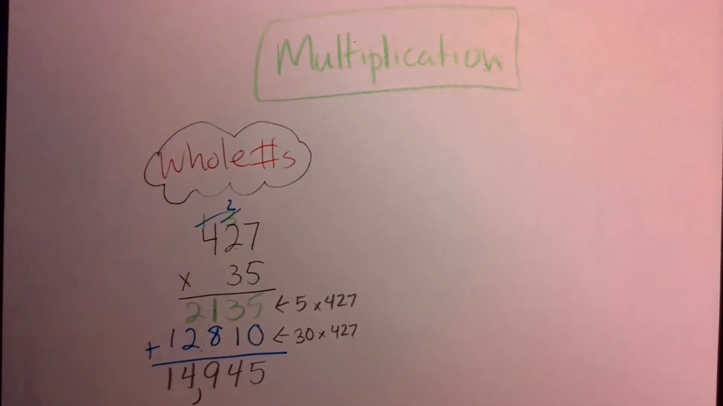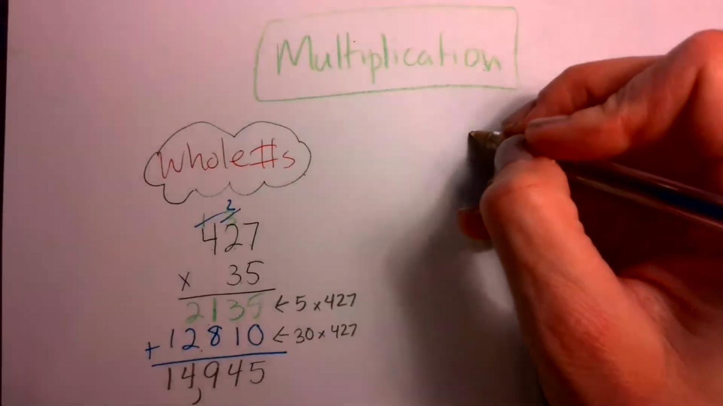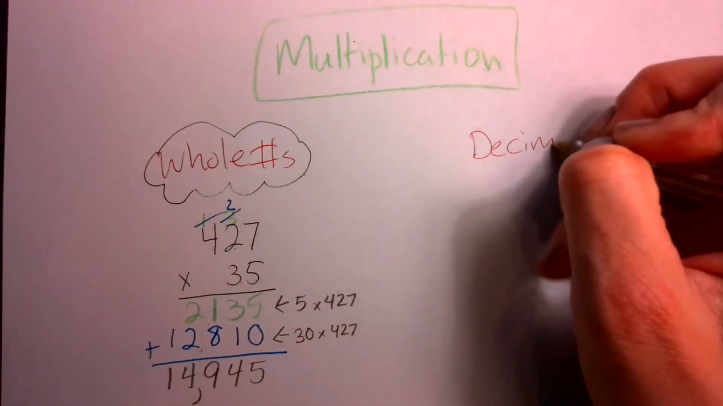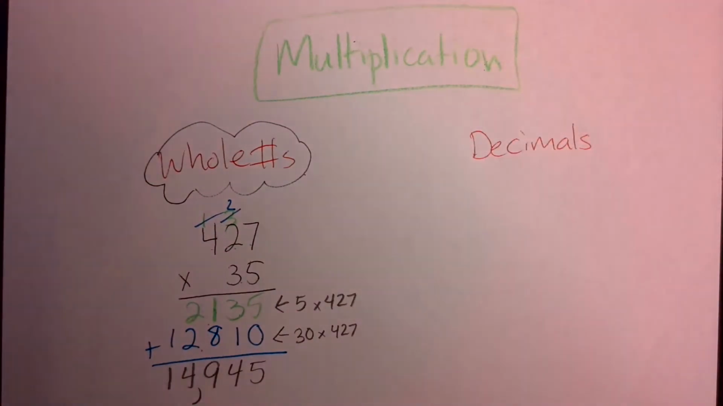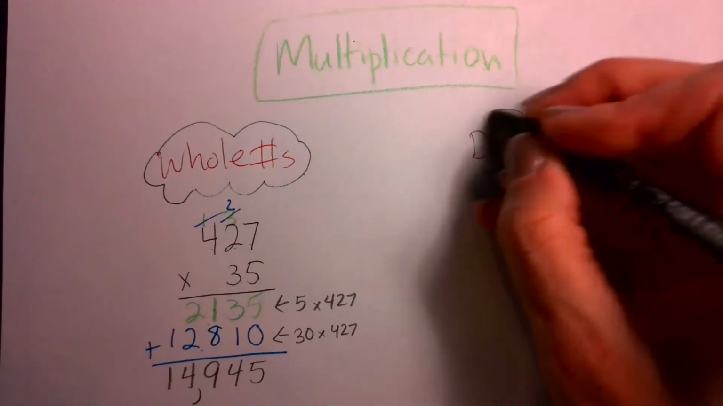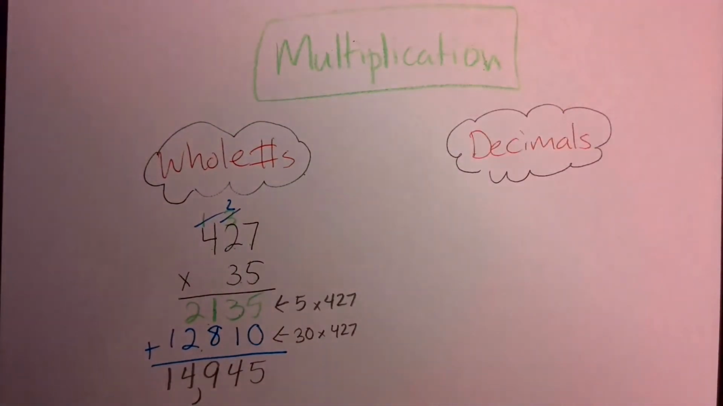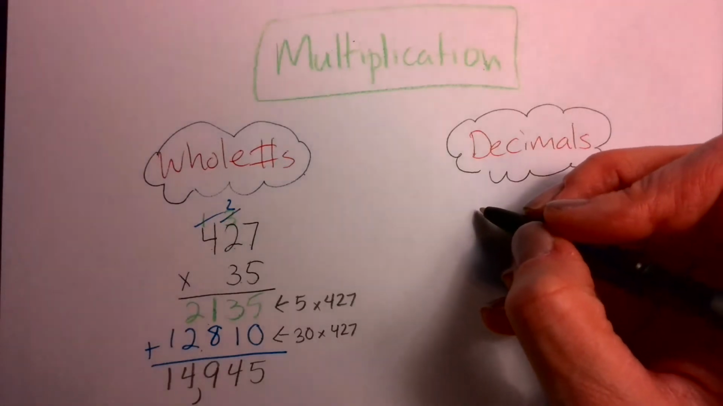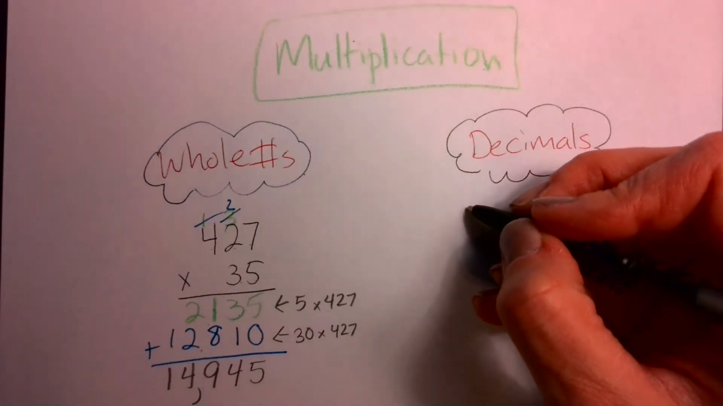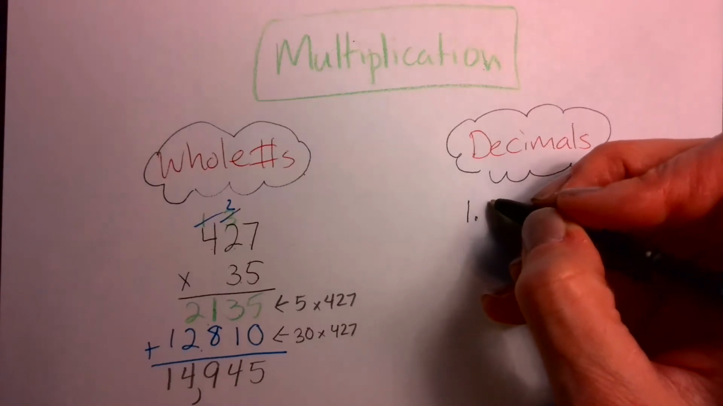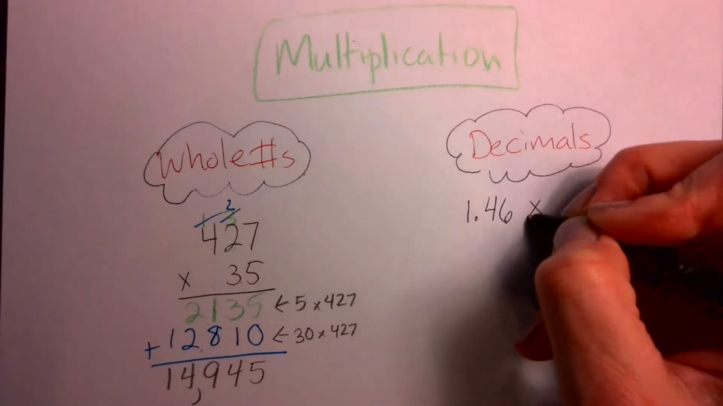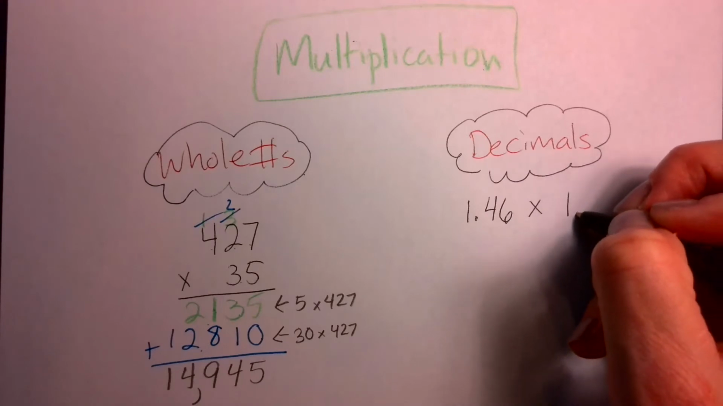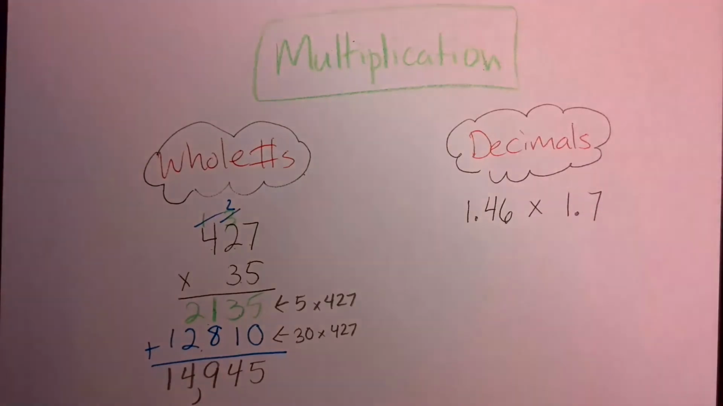Let's move on past whole numbers and let's look at decimals. So we multiplied decimals this year, and when we multiplied decimals, it was different than adding and subtracting decimals. What was something we had to remember to do? For example, if I had 1 and 46 hundredths times 1 and 7 tenths, with adding and subtracting, we were told we need to do what?